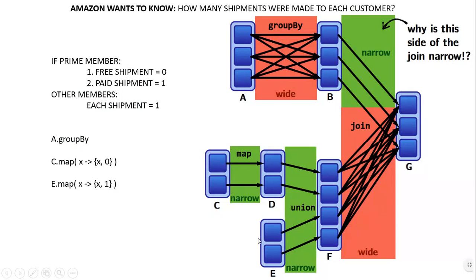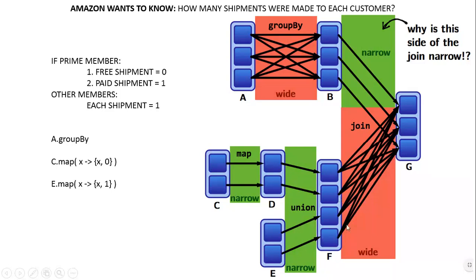Okay, so each customer has already been mapped to a value of 1. Okay, now you need to do a union of the output of C map and the output of E map. Okay, so that will be D and E, and you do a union. So again, this is a narrow dependency because you don't need to go across nodes.